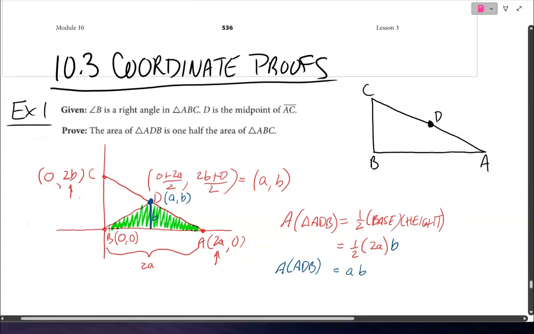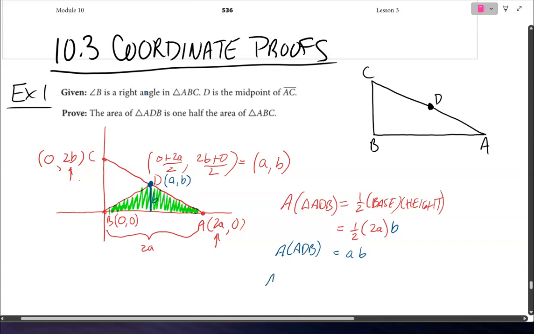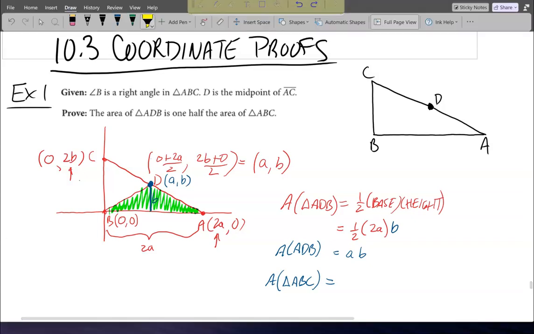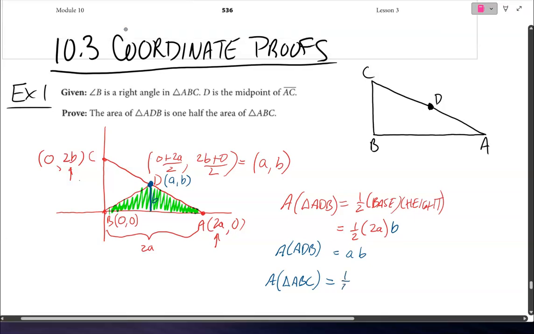Okay, now use coordinates. You're going to do this in your groups. So now use coordinates to find the area of the big triangle ABC. Area of triangle ABC. Go ahead and discuss that in your groups, and I'll call on one of your groups in just a moment. Okay, so again, we're saying that the area of any triangle is 1/2 base times height.